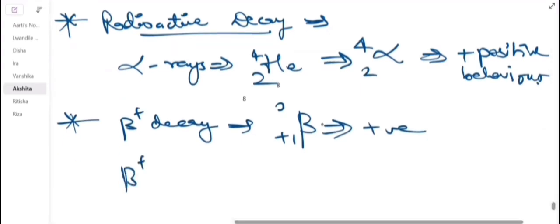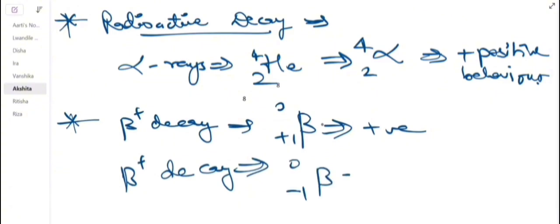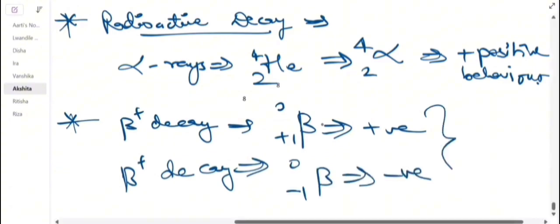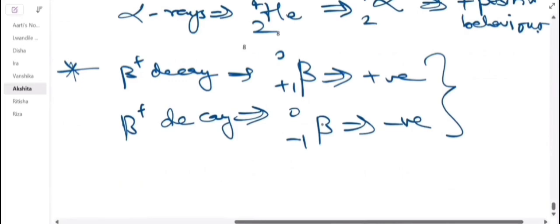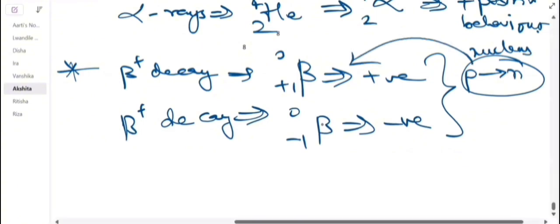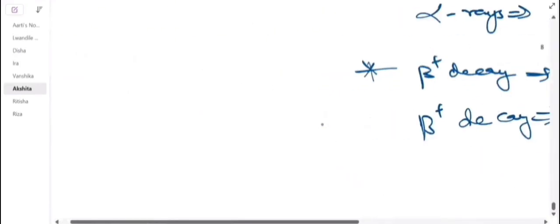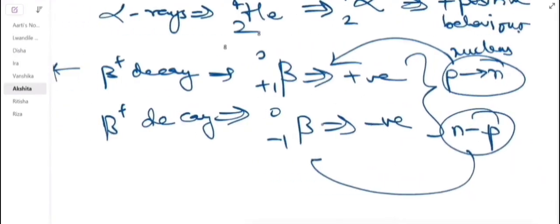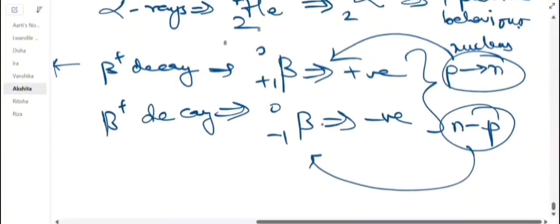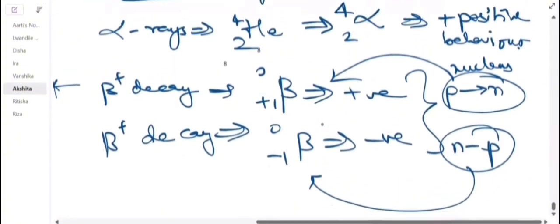In beta negative decay, it comes out with beta decay minus 1, 0 and it behaves like a negative particle. The difference is in beta plus, your proton will convert into neutron inside the nucleus and it will release the beta plus decay. Whereas inside the nucleus, the neutron gets converted into proton and it releases the beta minus decay. Any doubts? No, ma'am. Okay.